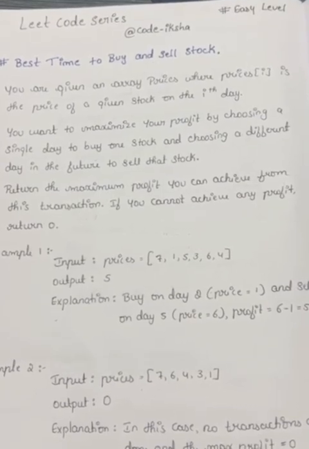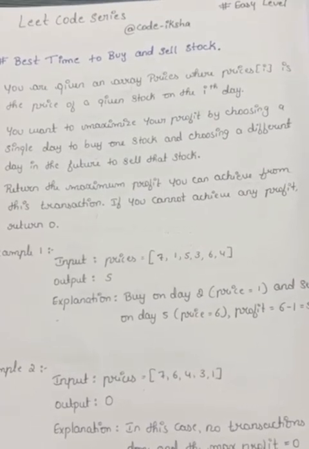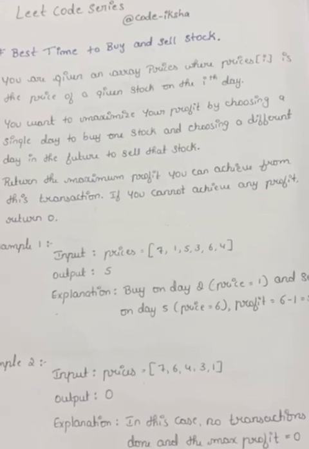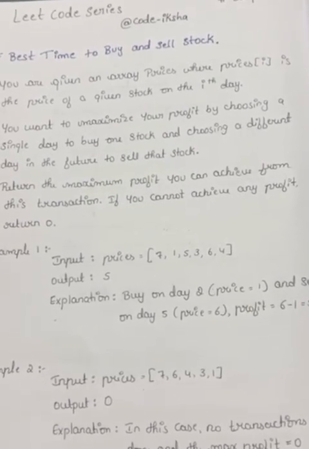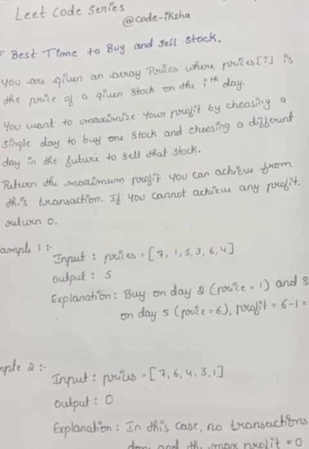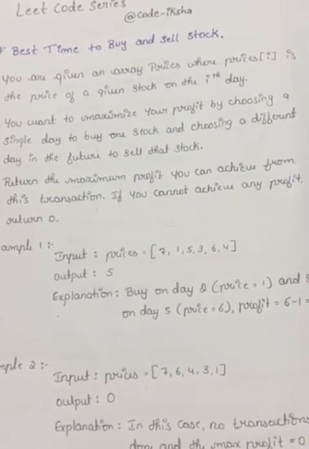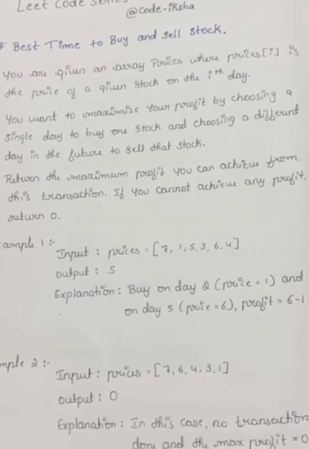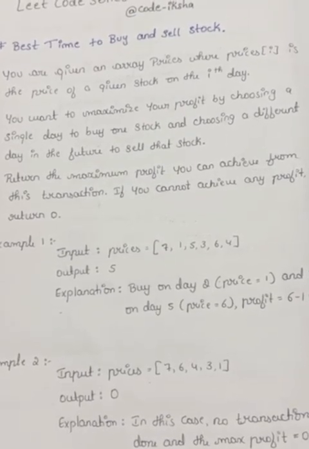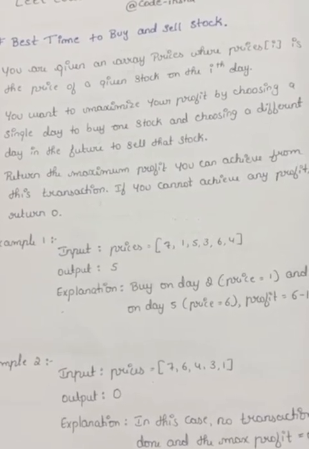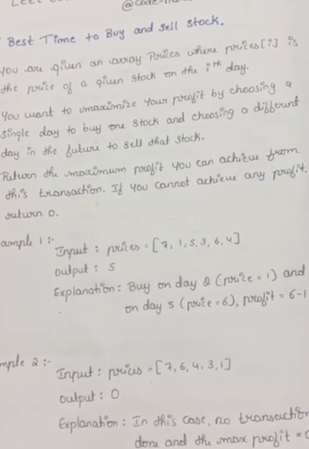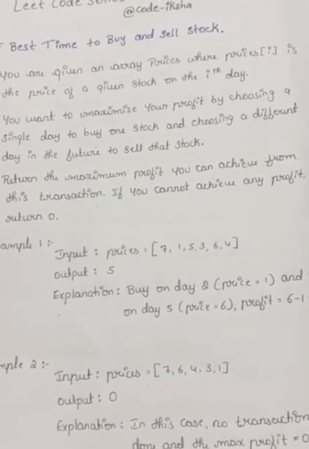The problem states that you are given an array called prices, and each number represents the price of a stock on a particular day. You are allowed to buy the stock only once and sell the stock only once, and you must buy before you sell. Your goal is to find the maximum profit you can make. If it's not possible to make a profit, the answer should be 0.